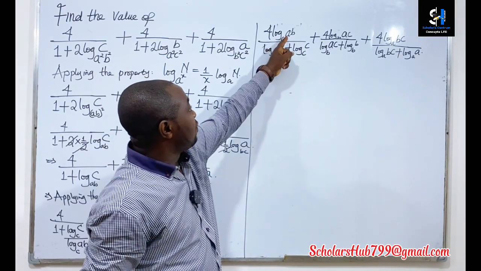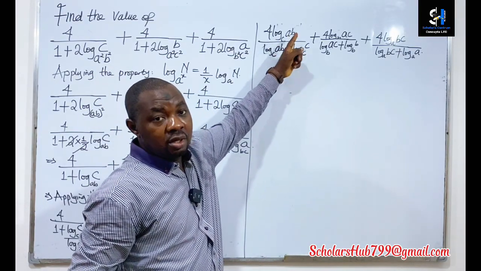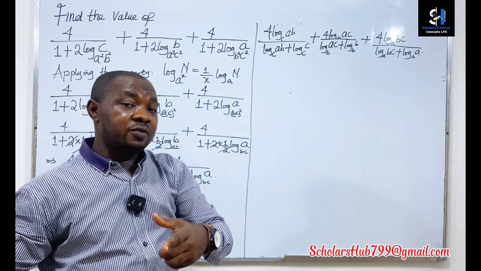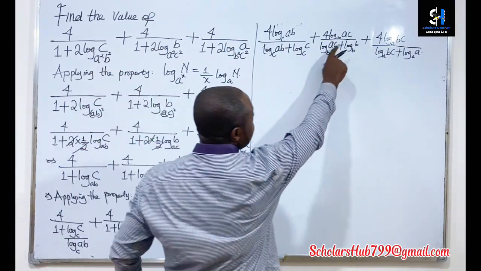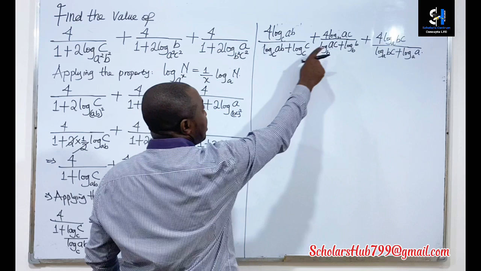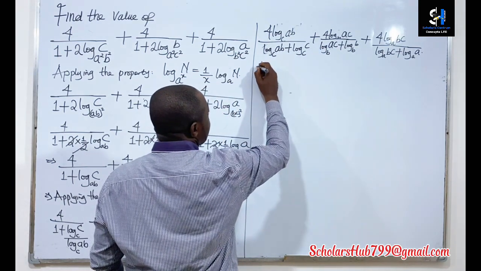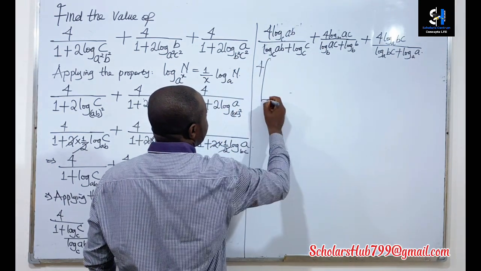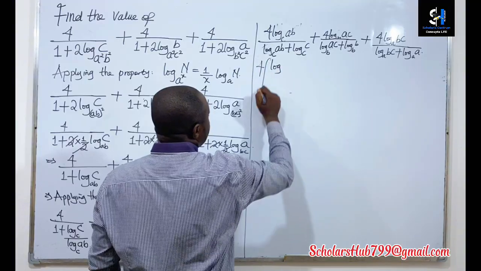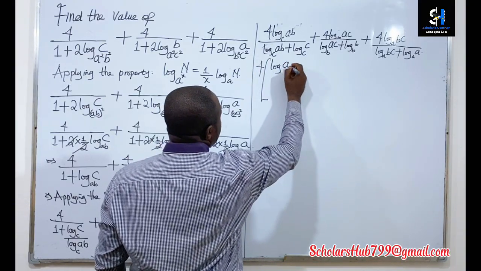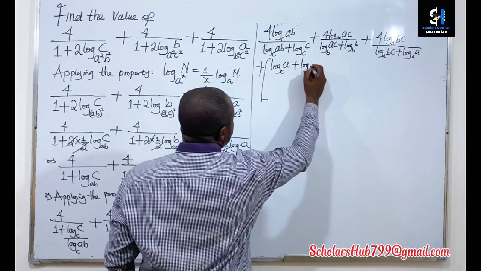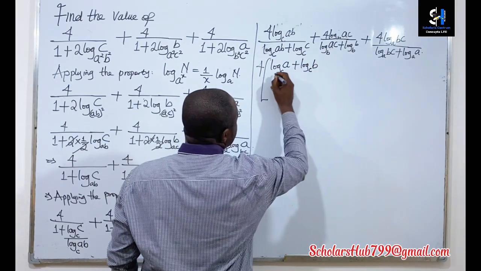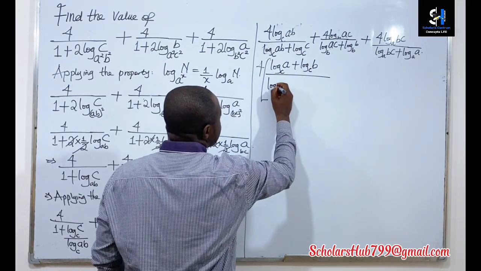That is, the logarithm of the product AB will be written as the sum of the logarithm of A and B to base C. We do that for the other ones. Then we can see that 4 is a common factor. If I factor out 4, I have 4 times the bracket of logarithm to base C of A plus logarithm to base C of B. That's the numerator. Then we do the same thing here.